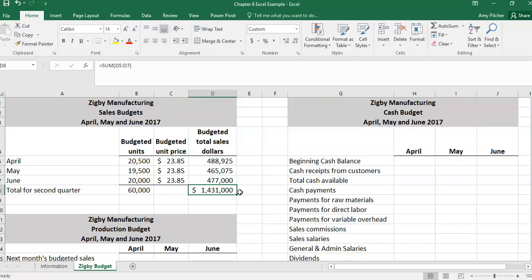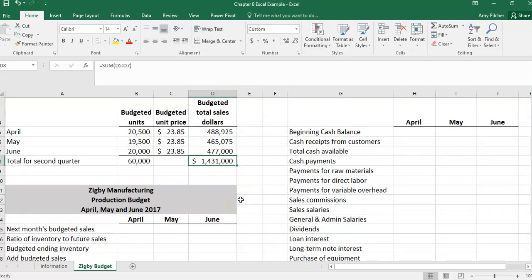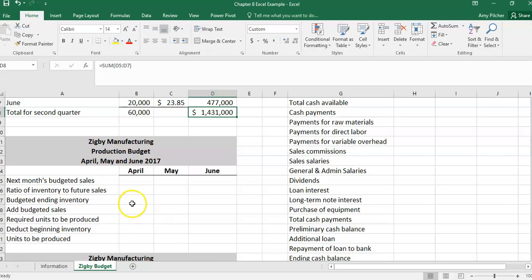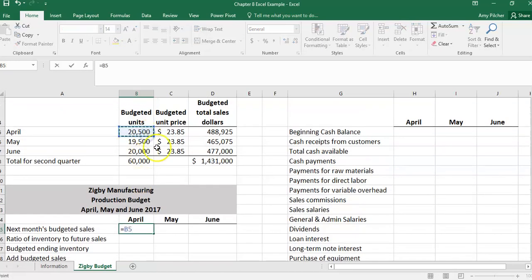From the sales budget, we move to the production budget. Once we know what our projected sales are, we can plan how many items we need to manufacture each month in order to meet those sales. So we need to know some various things about, one, our sales. So we just pull that information down from our sales budget.